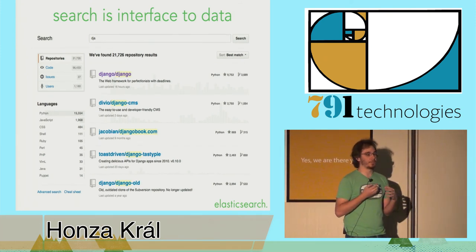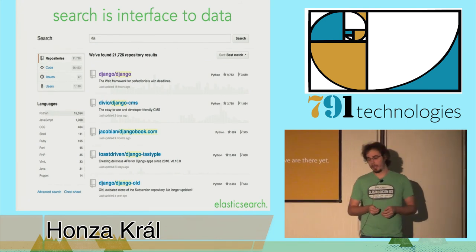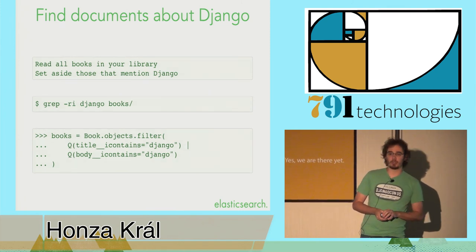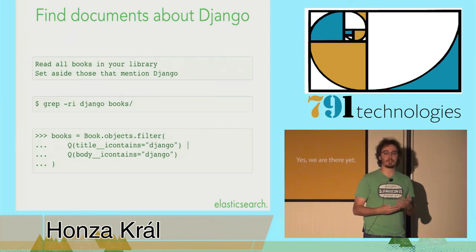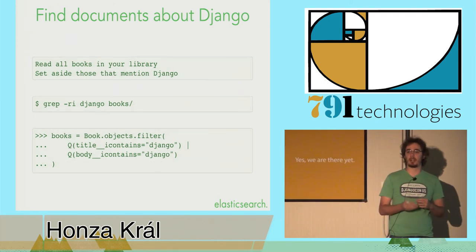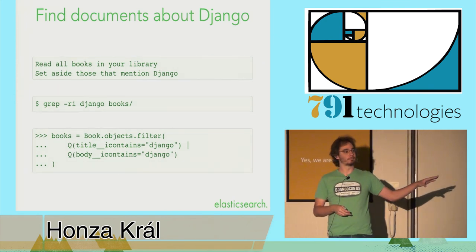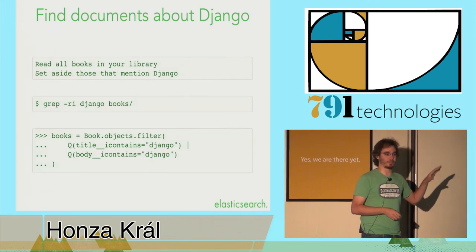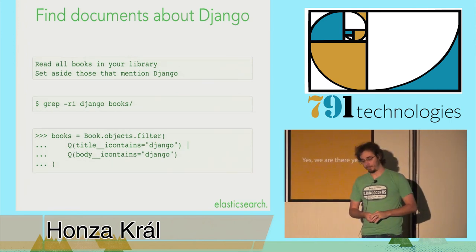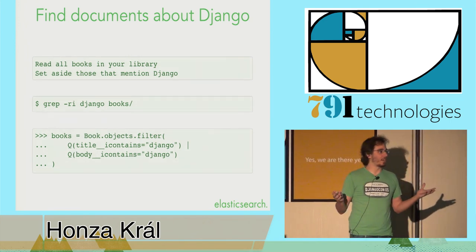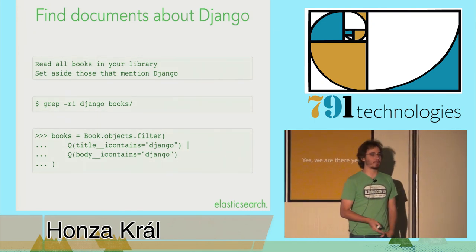So if I asked you to implement a search, how would you do it? How do people do it? Typically, the first response is, I'll just go through it. If I'm looking for a book in my library that mentions Django, I'll pull them out one after another, and I'll read them, and I'll set aside all those that mention Django. If I have files, I will do the same, but using grep, so it'll be much faster, but still not ideal. And many people, if they have a database, will just run the iContains query. And that's essentially the same thing.